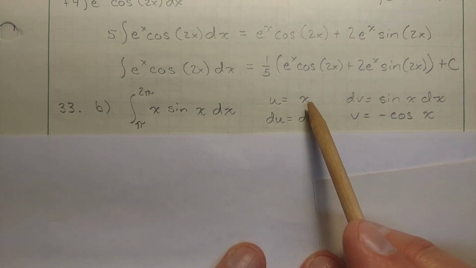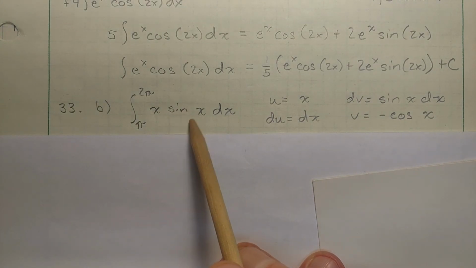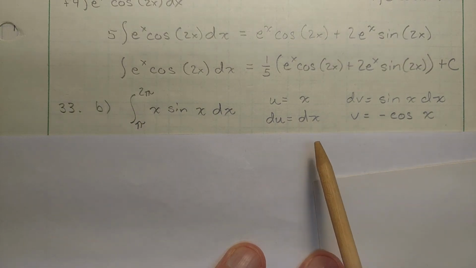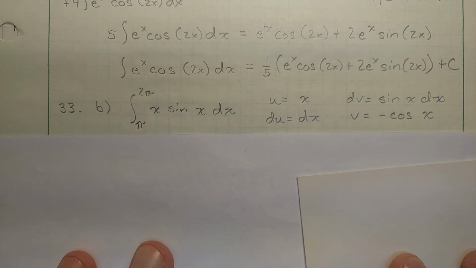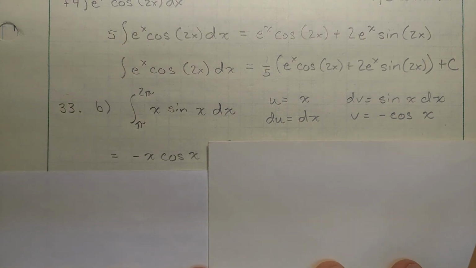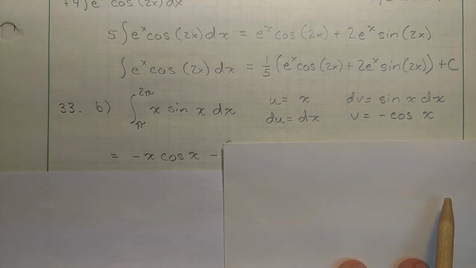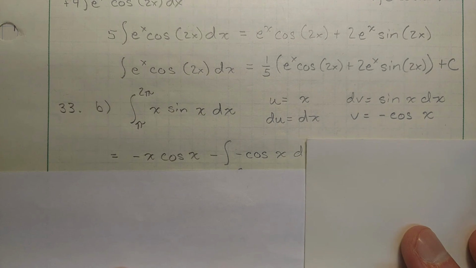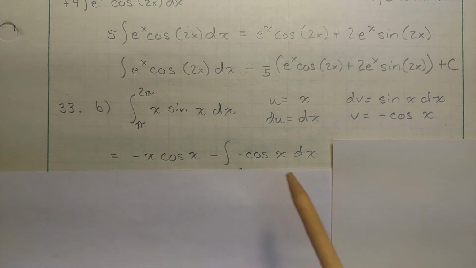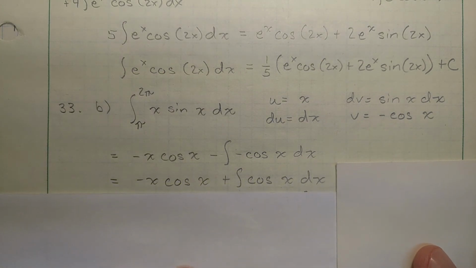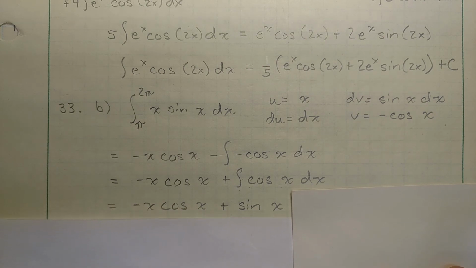We know we want our u to be x because when we take the derivative it gets simpler. Sine, when we integrate that, doesn't get any more complicated. So sine x dx, when we integrate it, we get negative cosine x. And there's our dv becomes our dx. So now we can go and re-express this. Negative x cosine x, that's our u times v, minus the integral of our v times du. So it's negative cosine x dx. Factor out that negative, make that a plus, and then integrate cosine. And that just becomes sine.